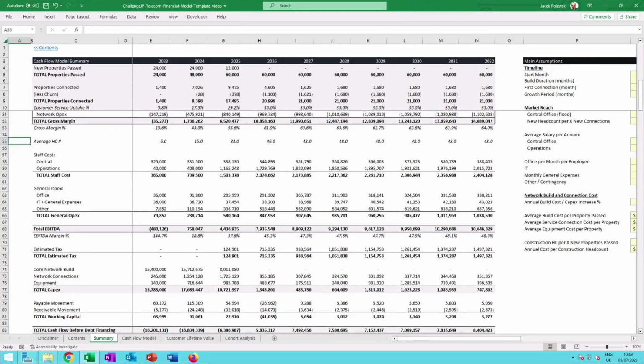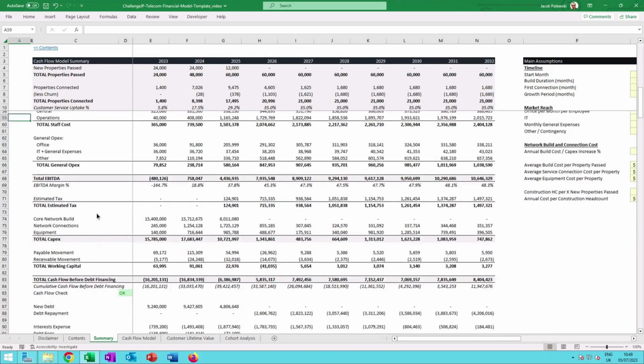And then, as I mentioned, we also have some central cost. For example, the first calculation here will be your staff cost. So how much money you have to spend to hire your central employees. For example, your management, and in this case, any employees that are related to operations. Then there will be some general Opex calculations such as office, IT expenses, and other. This will allow you to calculate your EBITDA.